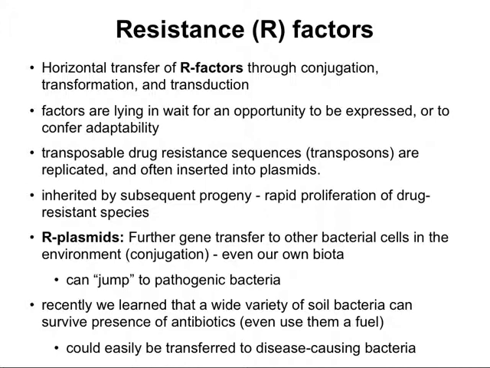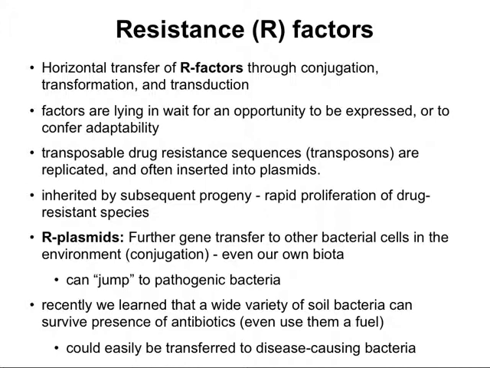Now, R plasmids are where the resistance factor gets wrapped up in a plasmid, and it can be transferred through the process of conjugation. This can happen even in our own biota. So let's say the flora and fauna that are desirable in our intestines have resistance plasmids, then they can pass them into pathogenic bacteria. That is, those resistance factors can literally jump from our flora and fauna into the pathogenic bacteria. Now, this is a problem.